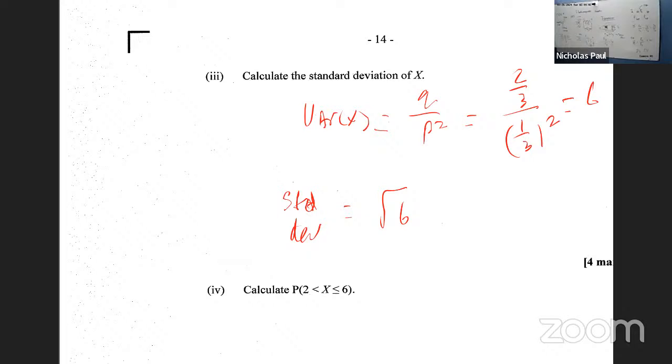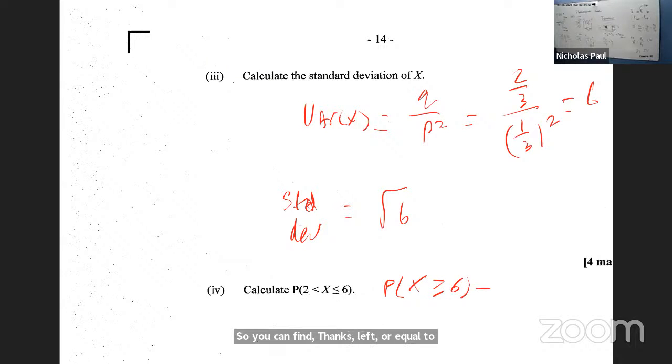Right? Remember, you're not including 2. So you can find the probability of x is less than or equal to 6 minus the probability of x is, sorry, that should be less than.